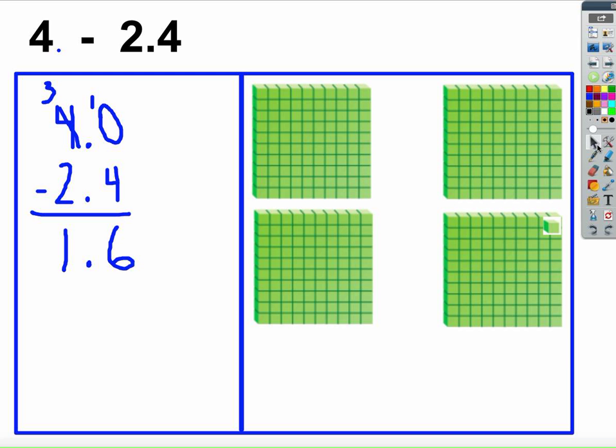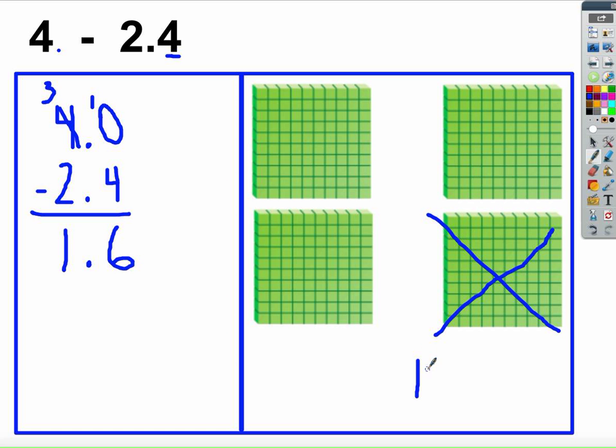10 minus 4 then would be 6. 3 minus 2 would be 1. So 1 6/10 should be our answer. And if we looked at the drawing method, this is 4 wholes. Okay, but it wants me to take away 4 rods, or 4/10. So that means we've got to borrow, just like we did over there.